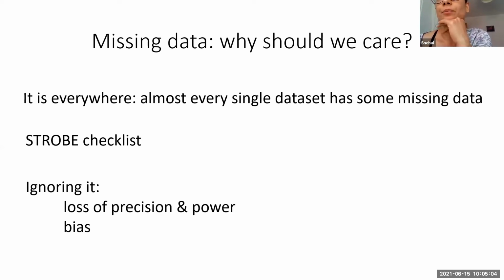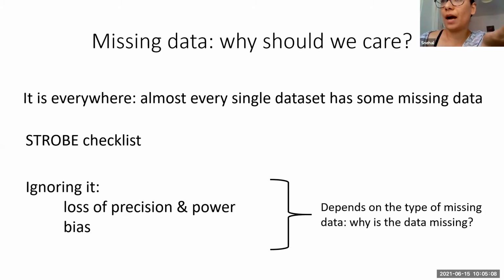So missing data is a problem, but whether your results are going to be lacking power and precision or being biased, it'll depend on the type of missing data you have. Because your missing data isn't just missing, there are different types of missing data. And depending on the type of missing data you have, you're either going to be losing power or you're going to be introducing bias. Okay.